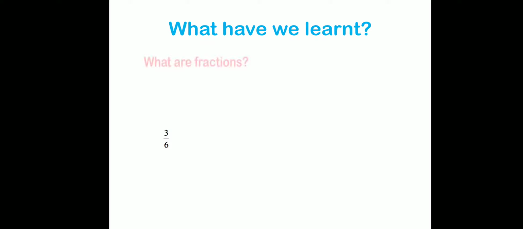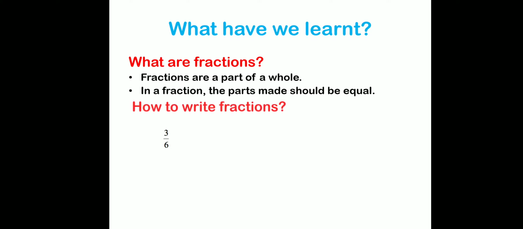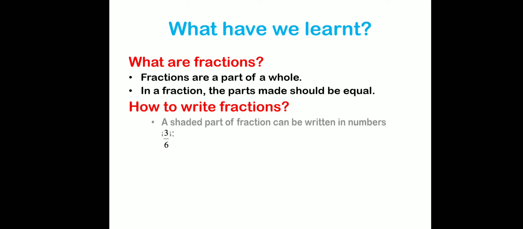But now, let us revise what we have learnt. Okay. So, we have learnt what are fractions. Fractions are a part of a whole. In a fraction, the parts made should be equal. How to write fractions? A shaded part of a fraction can be written in numbers as 3 by 6.